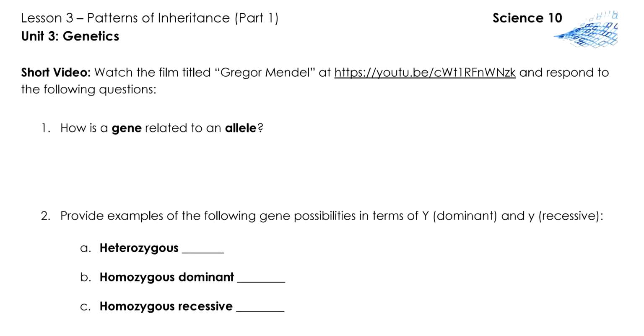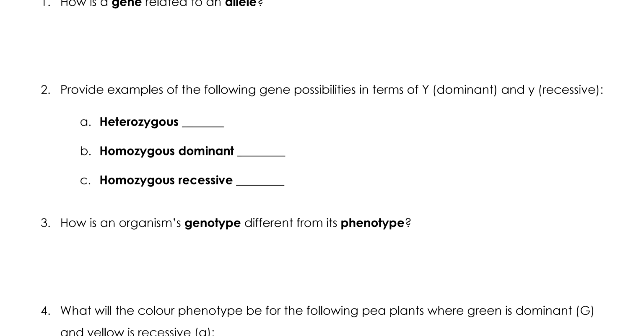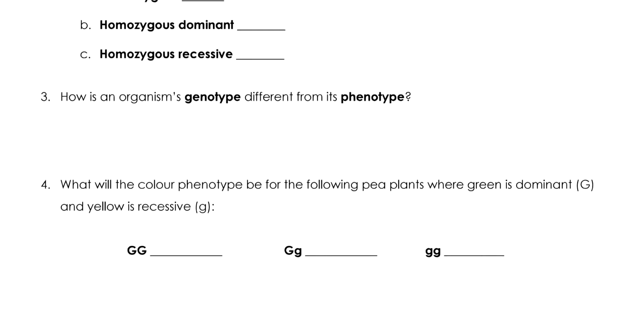Next, we're going to watch a short video on YouTube called Gregor Mendel, available at this link here, and respond to the following questions while we watch the video. How is a gene related to an allele? Provide examples of the following gene possibilities in terms of big Y, little y for heterozygous, homozygous dominant, and homozygous recessive. How is an organism's genotype different from its phenotype? And what will the color phenotype be for the following pea plants where green is dominant and yellow is recessive? Please pause the lesson here while you watch the video.